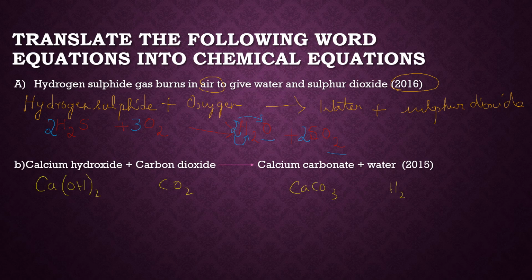And water we know. So now what we are going to do is present the same chemical equation which is written in words as a normal chemical equation. The word equation should be converted into a normal chemical equation. So let us write that. Ca(OH)2 plus carbon dioxide gives CaCO3 plus water.